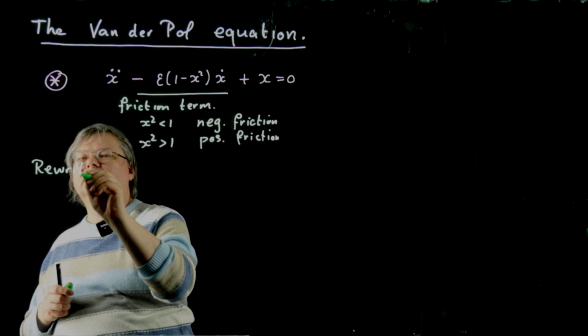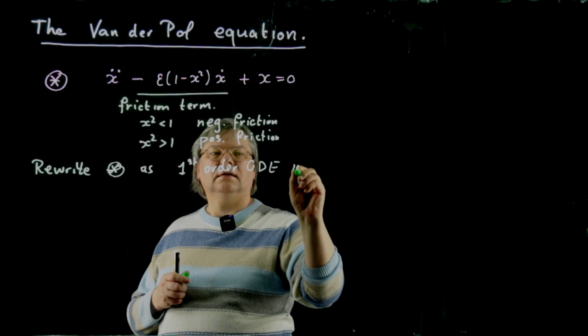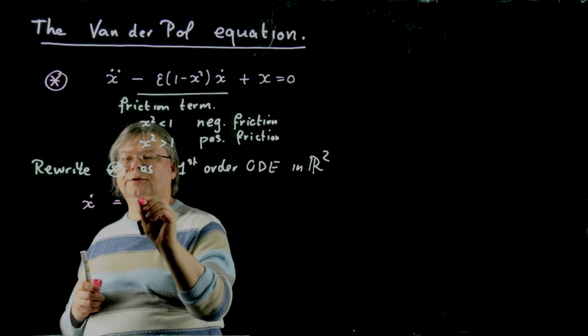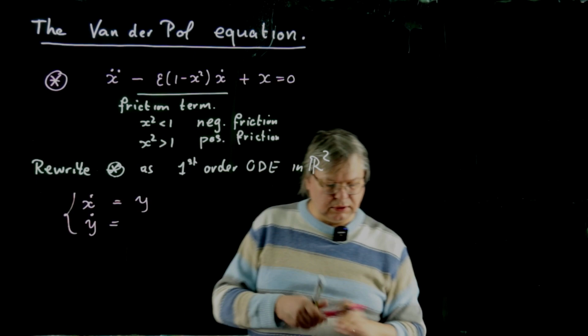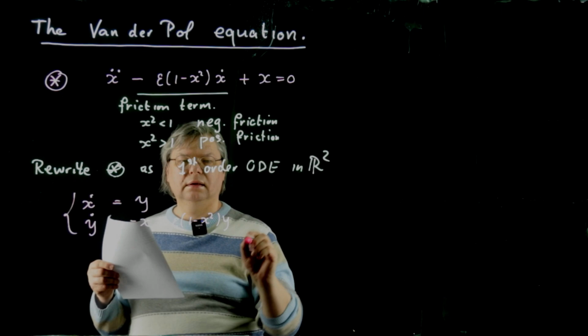Star as a first order ODE in R2, and that looks like, well, x dot is a new coordinate y, and y dot is, what shall we take, minus x plus epsilon times 1 minus x squared times y. And let's call this the vector field.